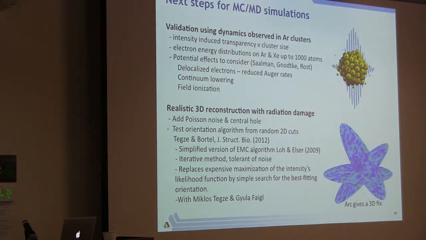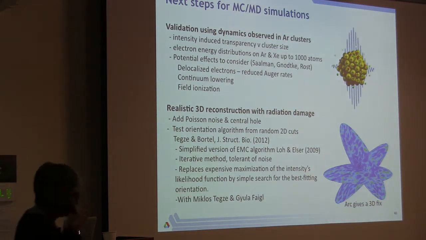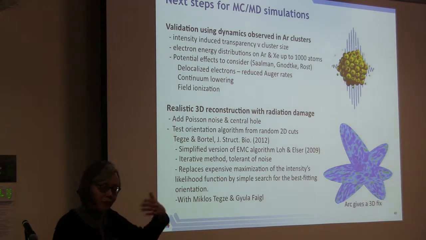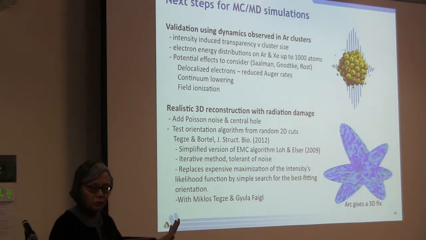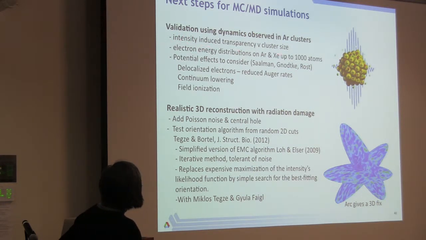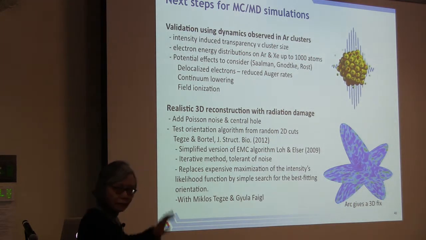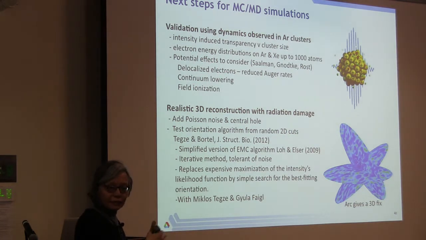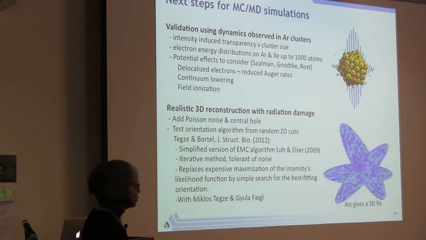And so the next step that one wants to go toward here is that it's one thing to calculate, and another thing to reconstruct, but you really want to make sure that the simulations we're doing are actually valid. And so we want to model the intensity-induced transparency versus cluster size that I showed you. There are also some nice electron energy distributions on argon and xenon clusters up to 1,000 atoms, done by the Japanese group. And there may be some other potential effects that one has to consider including in the model to make sure that those are working.